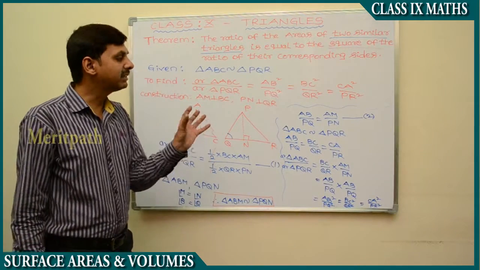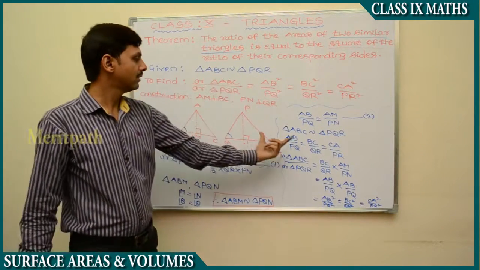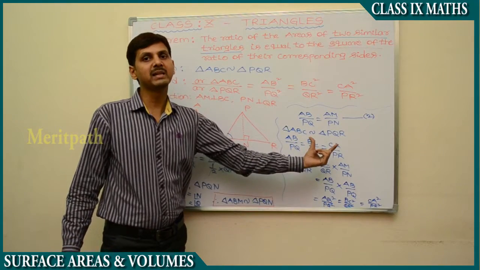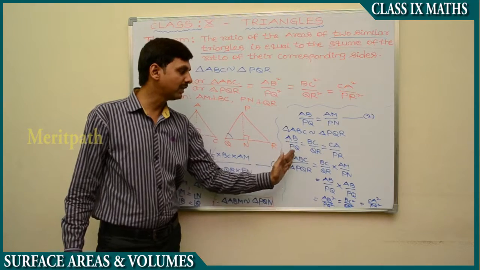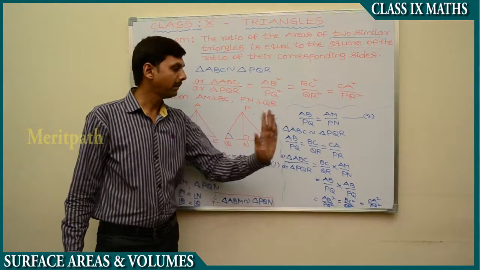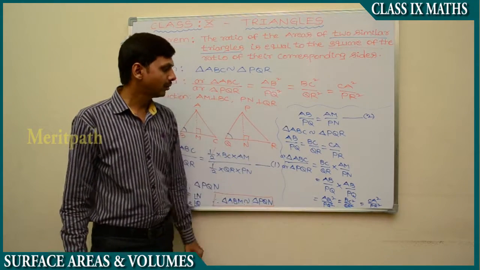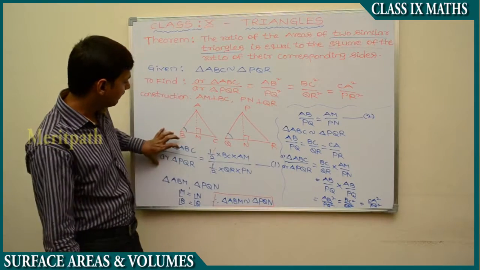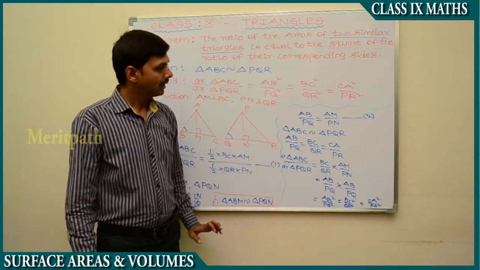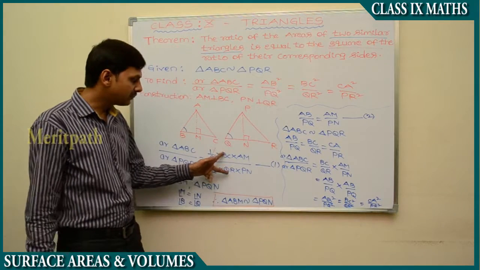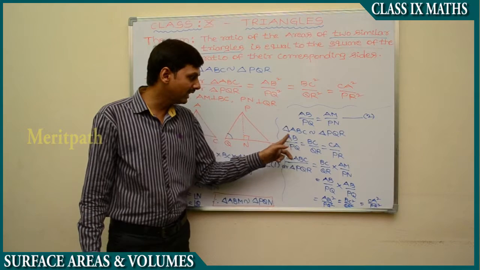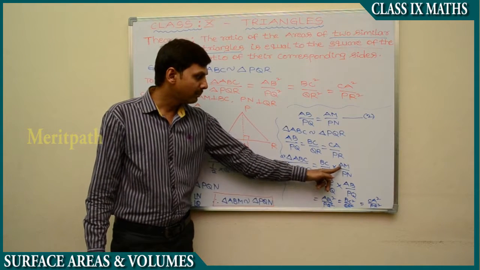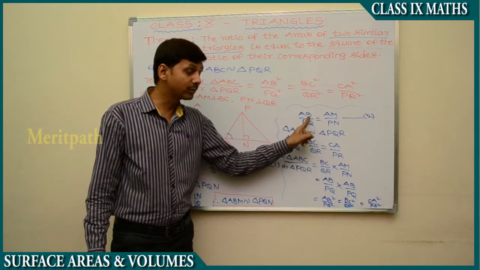Triangle ABC and triangle PQR are similar, it's given. So the corresponding sides will be in the same ratio. We have taken AB by PQ, BC by QR and AC by PR. So let's take ABC by PQR, and then we got BC by QR, AM by PN. So in place of BC by QR we can write AB by PQ. So AM by PN is also AB by PQ.